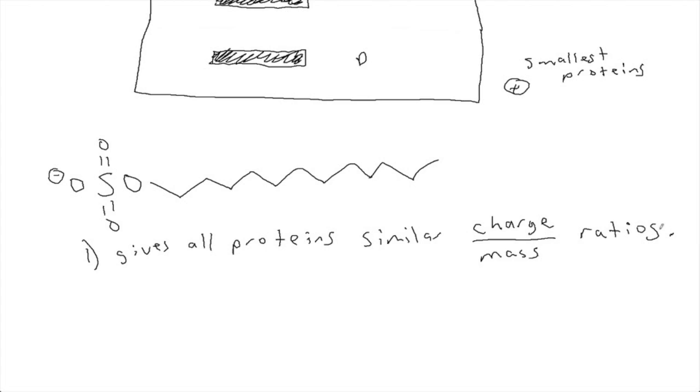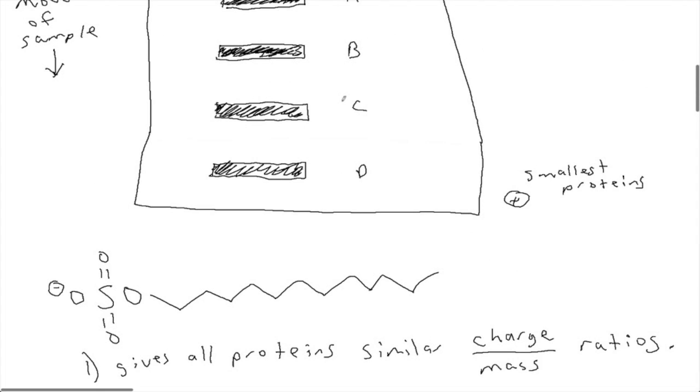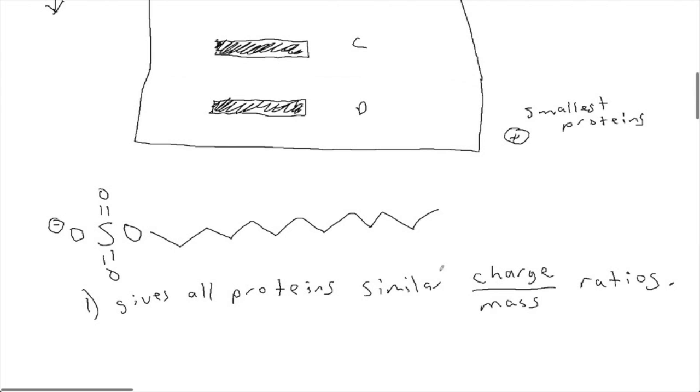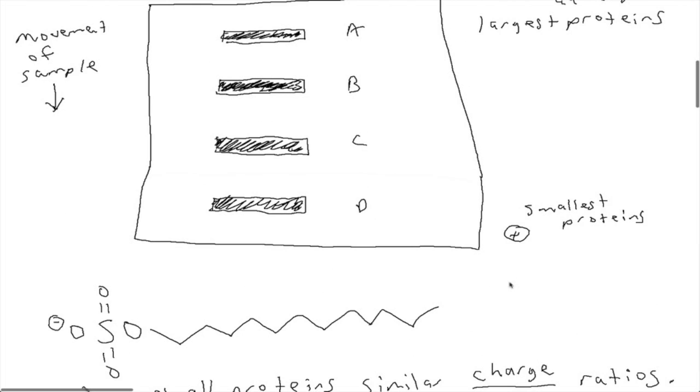So technically, the sodium dodecyl sulfate doesn't give all proteins the same charge, because if the protein was bigger, it'll have more sulfates and it'll have a bigger charge, but it gives them all similar charge to mass ratios. The only reason why some proteins now would have greater charges is because they're bigger. And that turns out to be sufficient to eliminate the issue of charge in the separation here.